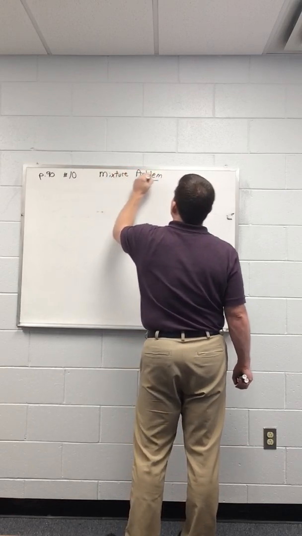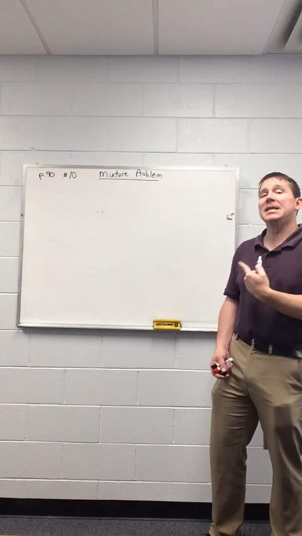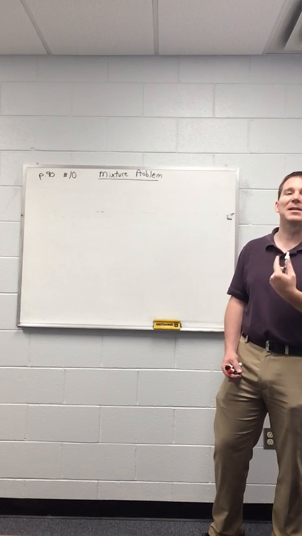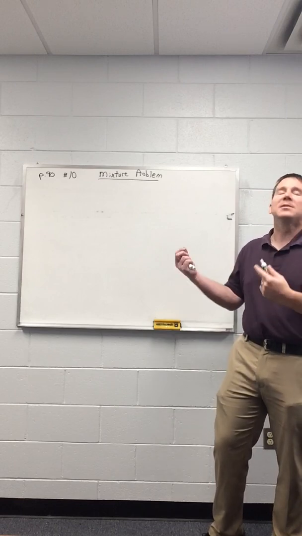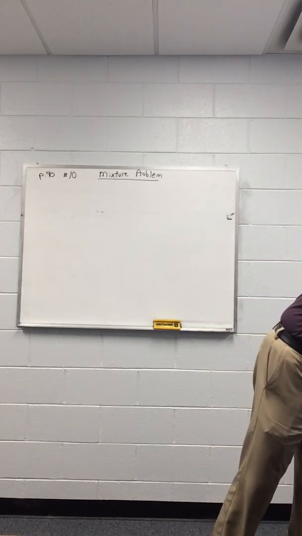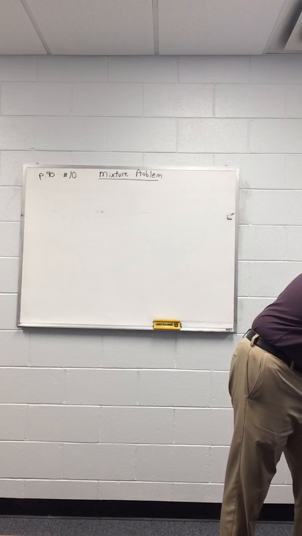We have names for everything in math to group stuff together. The goal here is to see the similarities between this problem, the next problem we'll do, and the last problem. There's a reason we do all these at the same time, because they're all very similar. So if you look at problem 10 on page 90, it says a nurse mixes 60 cc's of a 50% saline solution with a 10% saline solution to produce a 25% saline solution. How much of the 10% solution should he use?